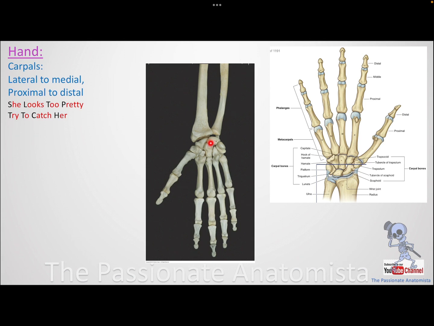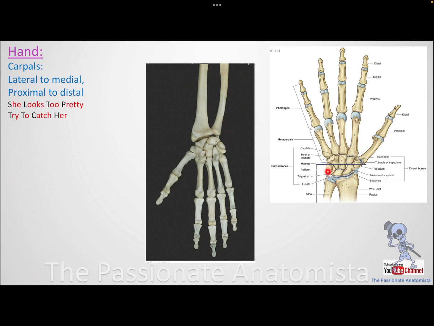And then that is followed by "she looks too," triquetrum, which is this one down here. Triquetrum means it has 3 borders and 3 angles. All right, triquetrum. So if we move medially, we have scaphoid, lunate, and then triquetrum down, and pisiform on top of it. She looks too pretty. Pisiform is on top of it.